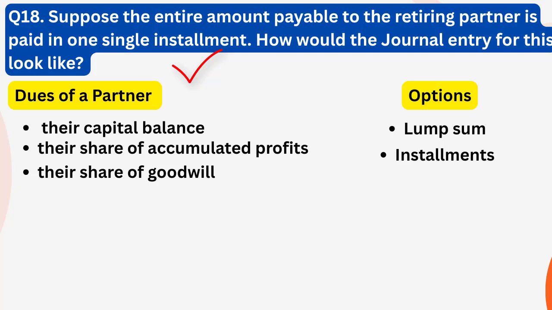Now see, when a partner retires, the firm needs to settle their dues. These dues would include things like their capital balance, that is the money they originally invested in the business, then their share of accumulated profits and their share of goodwill also. The firm here would have two choices. First is to pay all the dues in one go as a lump sum and close their account. And the second choice is to pay in installments, which means convert it to a loan and pay gradually over time. Let's see the first case first.